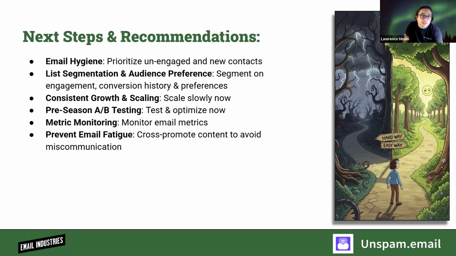So next steps and recommendations, I think we've been nailing the head on here, but: email hygiene, making sure you're hygiening your contacts, list segmentation, audience preferences, really understand what your audience wants and segment to the people who want that messaging. Consistent growth and scaling, scale slowly now. Don't be the sender who goes from 0 to 100 on Black Friday. Preseason A/B testing periods are now, not later. So if you have things you want to try, do it. Monitor your metrics and prevent email fatigue. Cross promote across your different channels as much as possible to avoid over emailing.